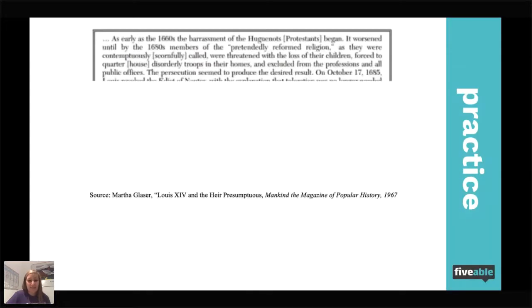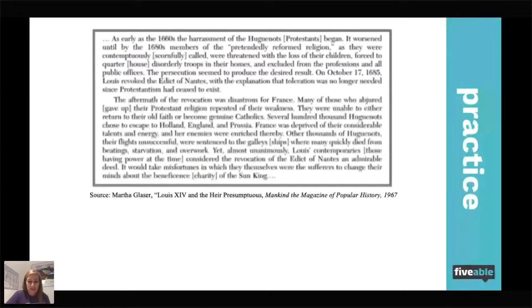All right, so first thing, this is the same document that we looked at originally. So now we're actually going to read it. This is, again, the same one, the first one that we saw, Martha Glaser, Louis XIV, and the Heir Presumptuous, from Mankind, the magazine of popular history in 1967. So the title of the article is Louis XIV and the Heir Presumptuous.